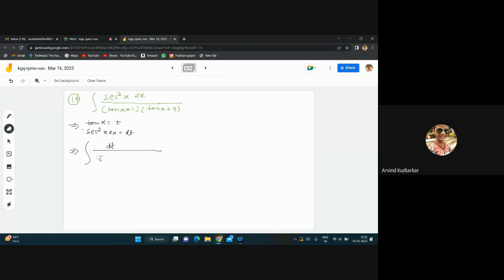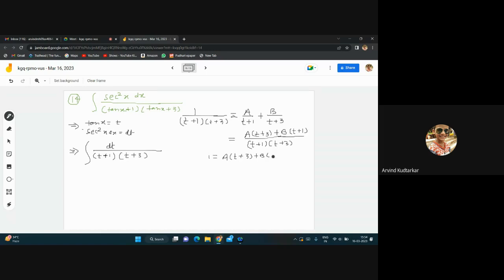Otherwise you can take cross multiplication; from both you will get the same. So what do you require? A by t plus 1, extra is t plus 3, plus b by t plus 3, extra is t plus 1. Here on both sides the denominator is the same, so equate the numerators. So 1 is equal to a times t plus 3 plus b times t plus 1.